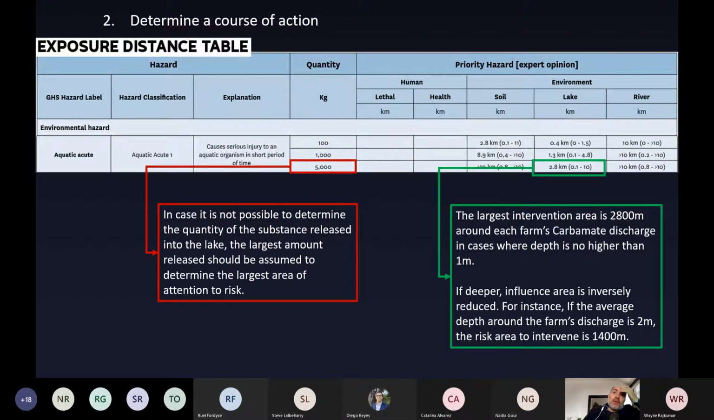However, in this case, I do not have a point where the spill was made. So I should focus on the length where the farm is in contact with the lake, and this would be my point of discharge, since the discharge is a diffuse discharge.